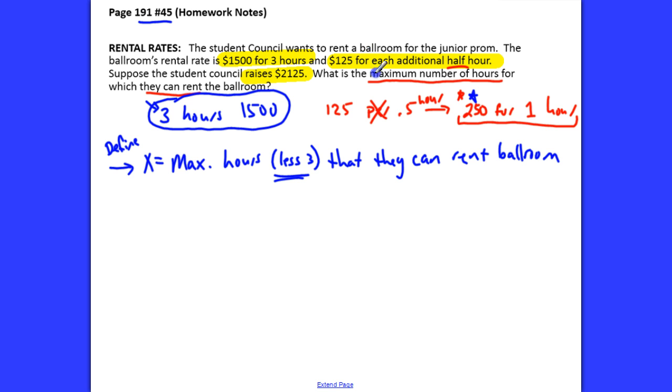Since I know it's 125, or actually I decided I'm going to use 250 for 1 hour. All right, and X represents hours. I'm going to pay them then $250 times X. That's going to represent the money per hour after 3.